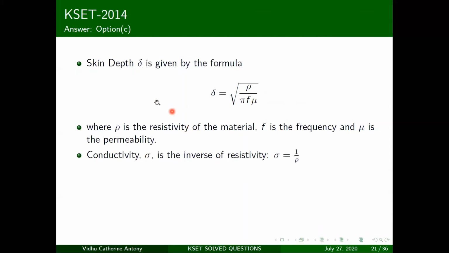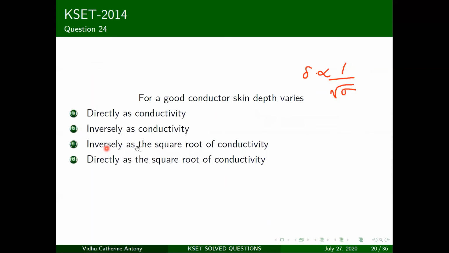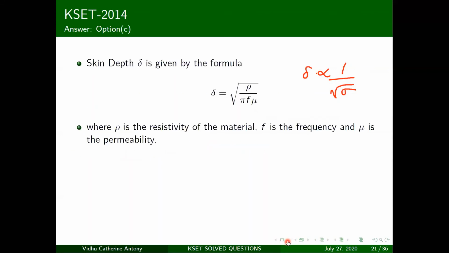Now they've asked for the relation between skin depth and conductivity. So you're going to be substituting rho as 1 by sigma. So you realize that skin depth is proportional to 1 divided by root of sigma. Let's go back and check out the question. Inversely as the square root of the conductivity. You basically have option C.